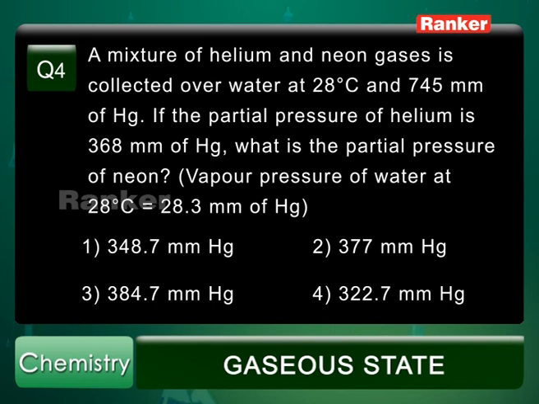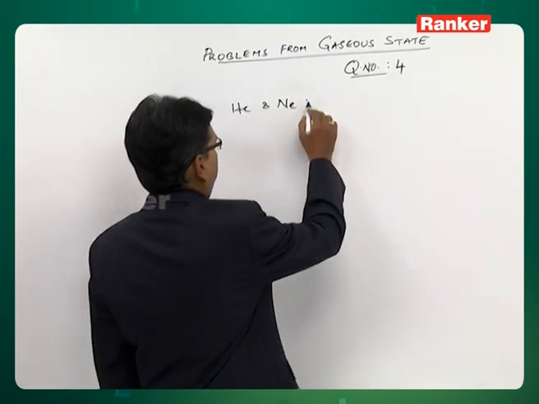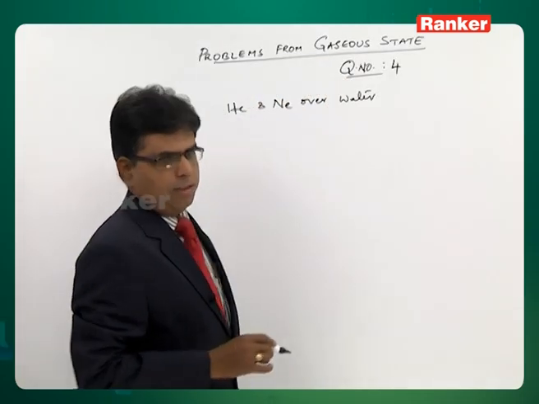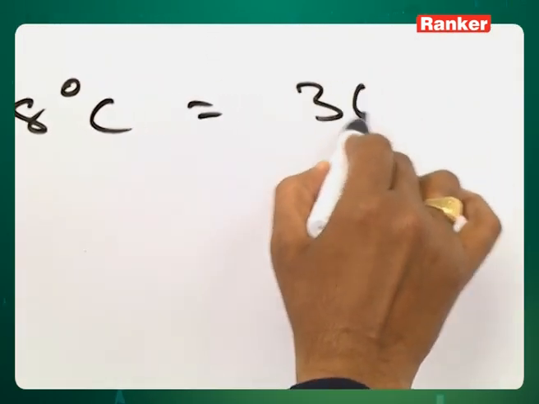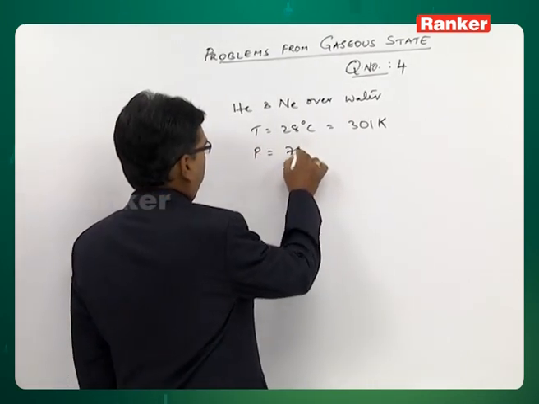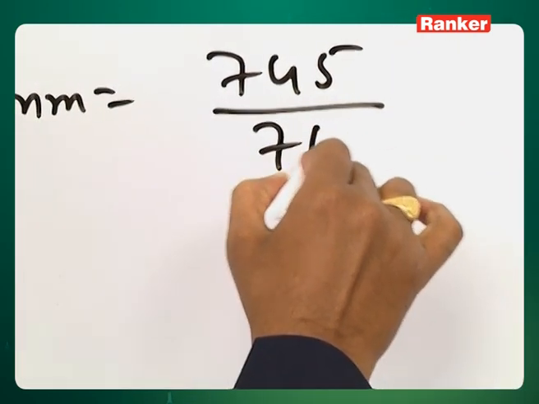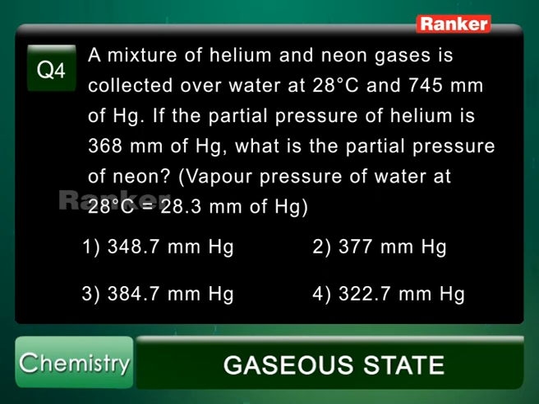A mixture of helium and neon gases is collected over water at 28 degrees Celsius. Temperature is 28 degrees Celsius, that is 301 Kelvin, and pressure of 745 mm, that is 745 by 760 atmosphere, because 760 mm is 1 atmosphere.